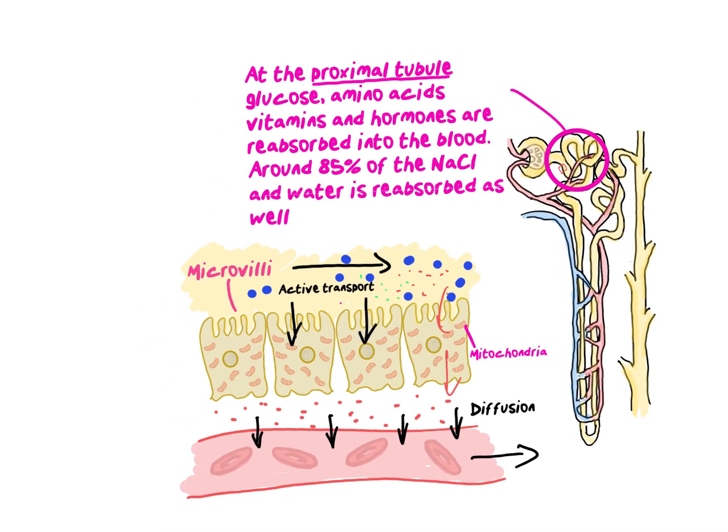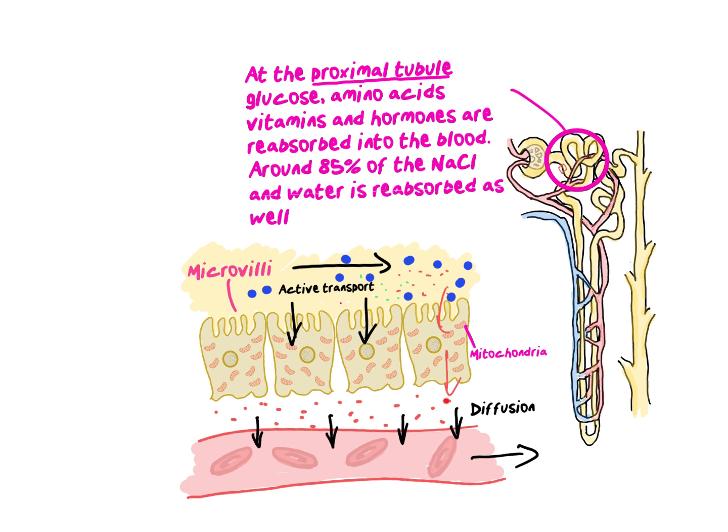If I zoom out, what I've got here is a representation of the walls of the proximal convoluted tubule. So I've just zoomed in. If you can see here, we've got a little red box. So I'm literally representing the wall of the convoluted tubule here. The inside of this is obviously going to be the filtrate, so we've got movement of the filtrate past these cells. We've also got a blood vessel surrounding the convoluted tubule.